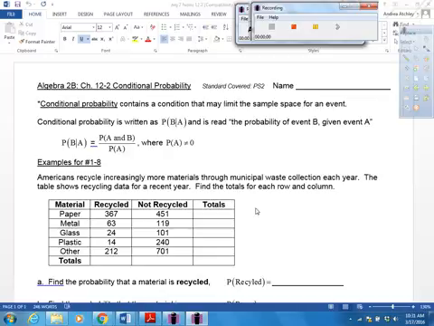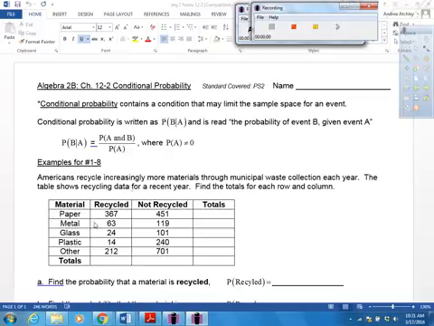Conditional probability is written like this: P, the probability of event B given event A. And it's read, the probability of event B given event A. This is the formula: the probability of A and B divided by the probability of A. The probability of A can't equal 0 because we can't divide by 0, right? Any questions over that?